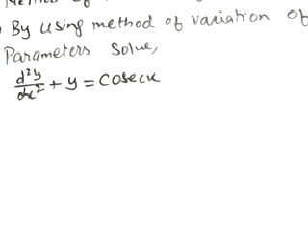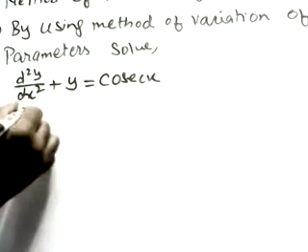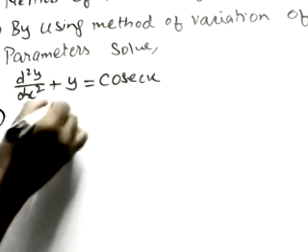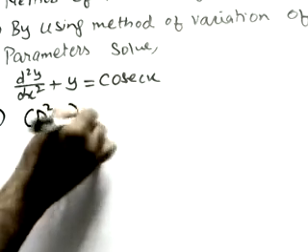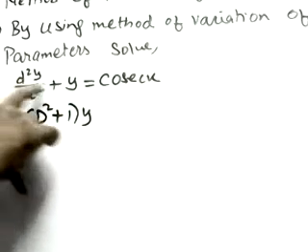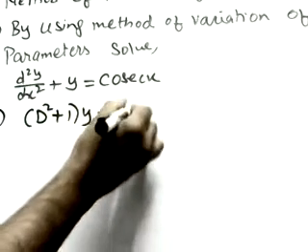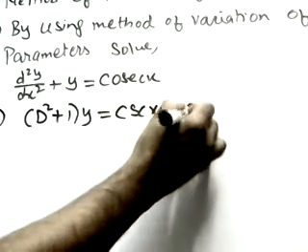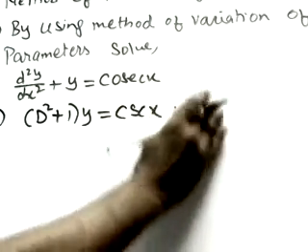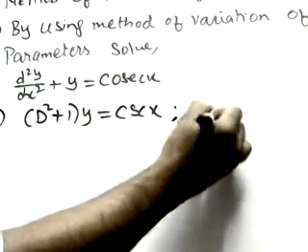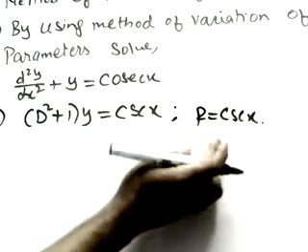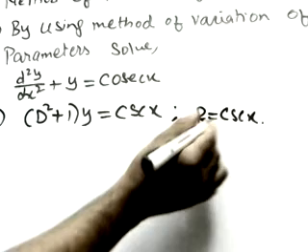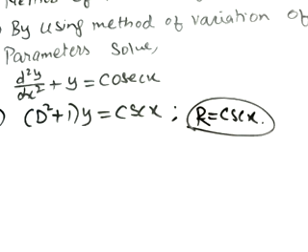Now see, there is a question: using the method of variation of parameters, solve. Let me change this to capital D. This is D squared. You take y common, this is D squared plus 1 into y equals cosec x. This cosec x is denoted by r. At last we have to use this, therefore I am writing r equals cosec x.